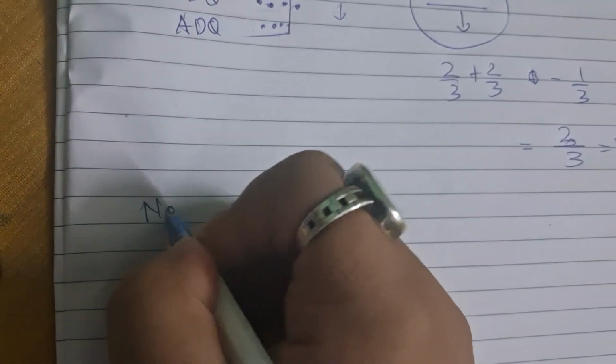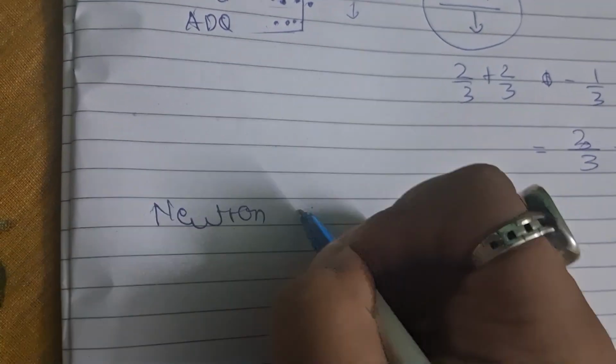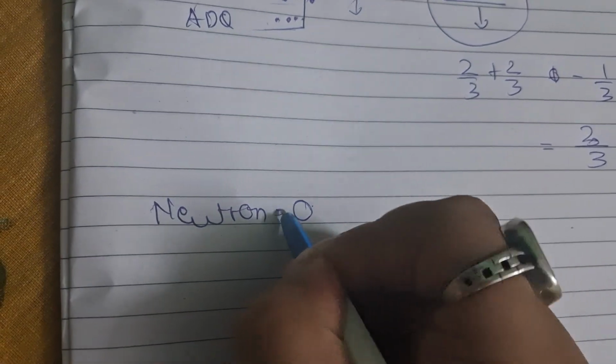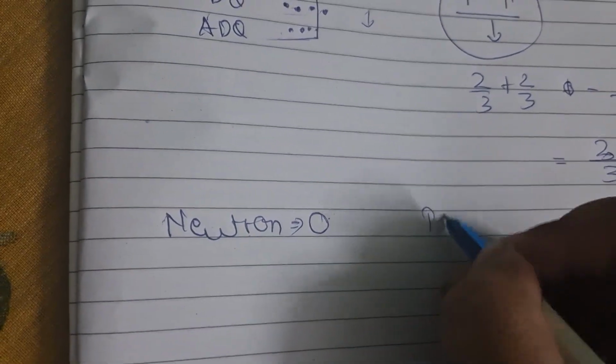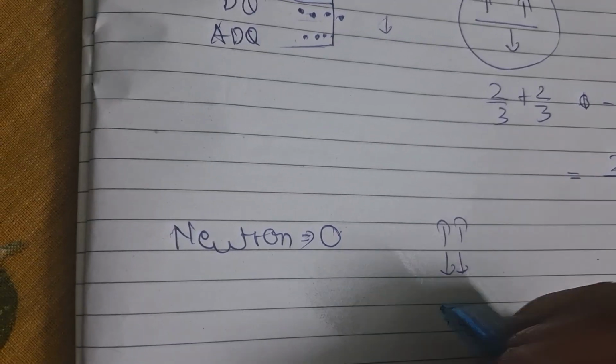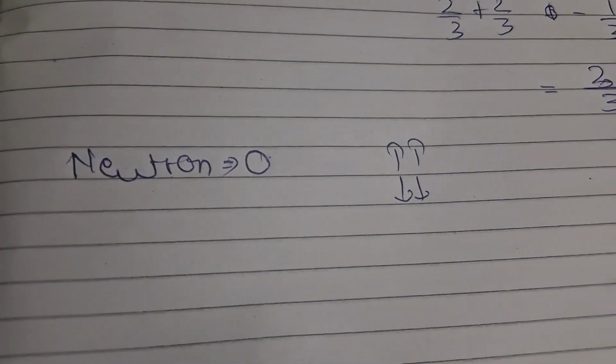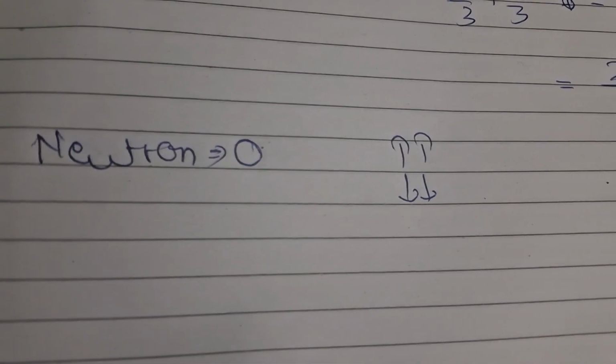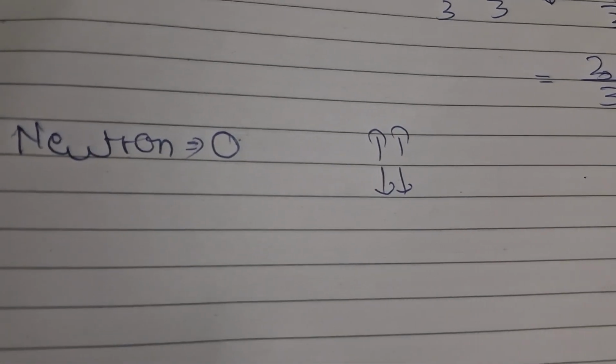Similarly, on a neutron, the charge will be 0. Yeah, neutron charge will be 0. So there will be 1 up and 2 down, sorry. Yeah, got that? I think we should have understood that. Alright, let's move on.